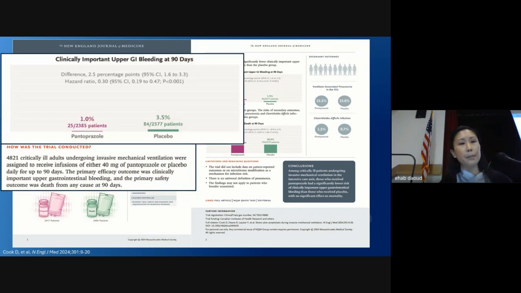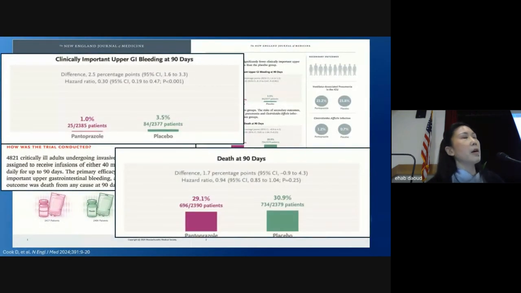The clinically important GI bleeding was statistically significantly less in the PPI group or pantoprazole group. And again, their definition of clinically important GI bleeding is an overt GI bleed needing hemodynamic support or therapeutic interventions. They also did not show, the caveat here, that it affected mortality at all.